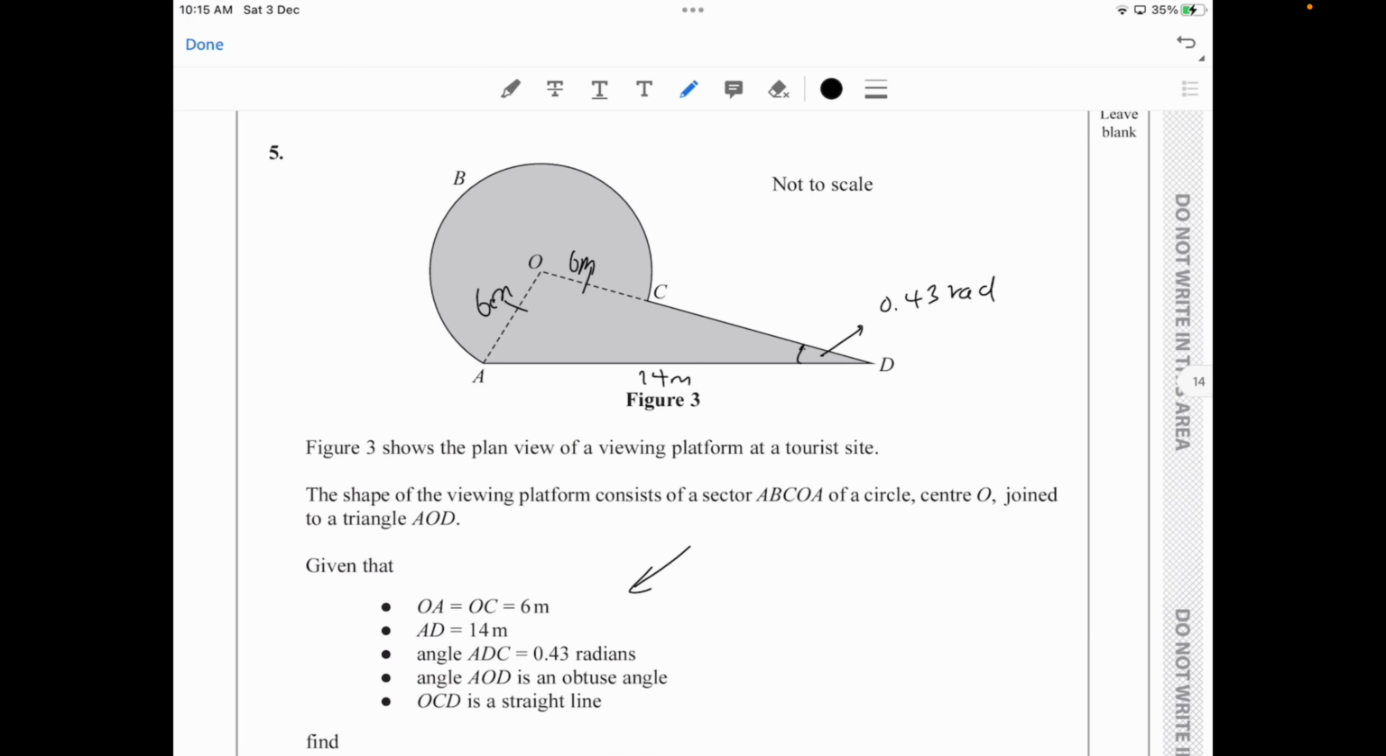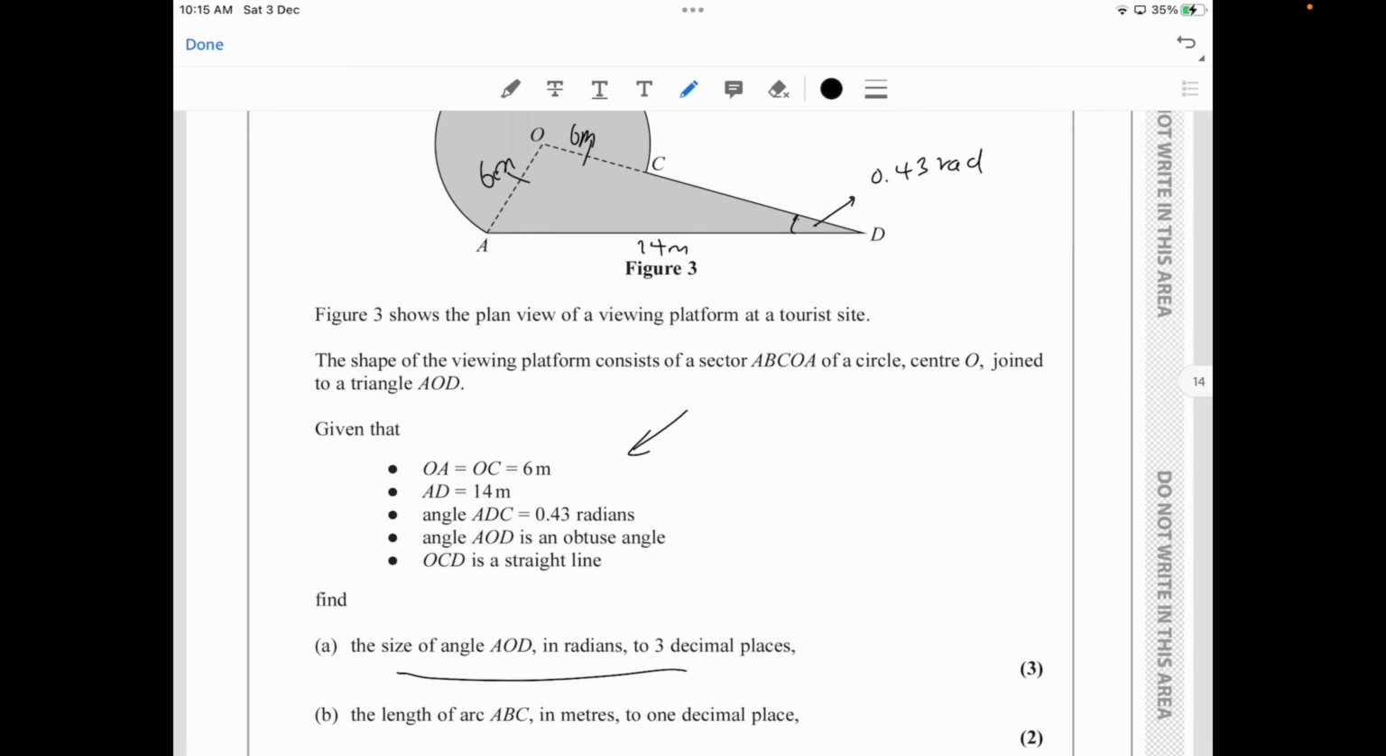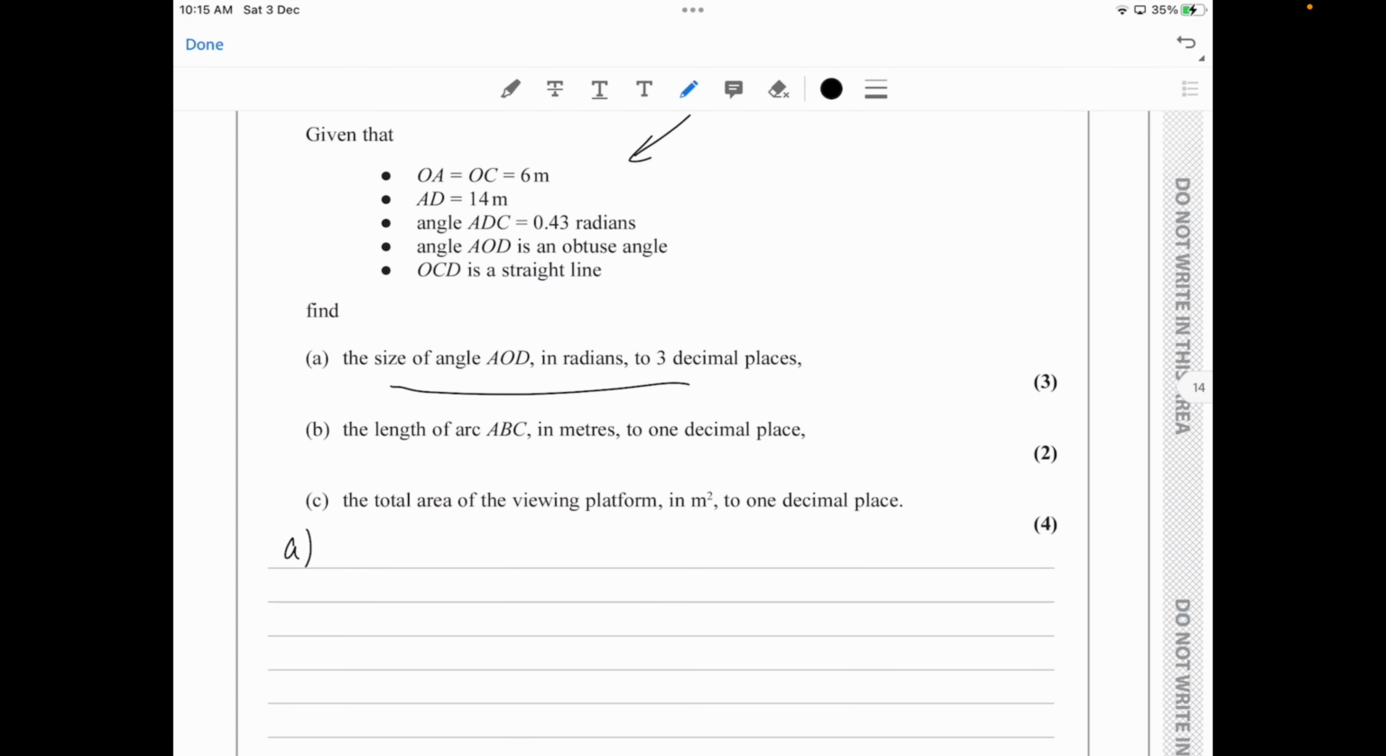So we're going to list down all the values given to us. We're going to draw a separate triangle with all the values that are given to us. So we know O is here, we know A is there, and we know D is here. We know OA is equivalent to OC, that's 6 meters. And we know that angle ADC is roughly 0.43 rad, and that AD is 14 meters.